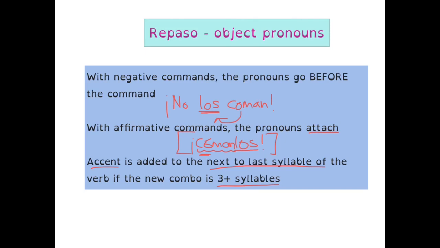Just be careful of syllables that have double vowels because you'll have to figure out which is the stronger vowel of the two so you don't break them up and cause awkward pronunciation. But that's a rarer occurrence that you won't run into quite as much. But again, next to last syllable, if it's 3 or more syllables total, gets an accent mark.